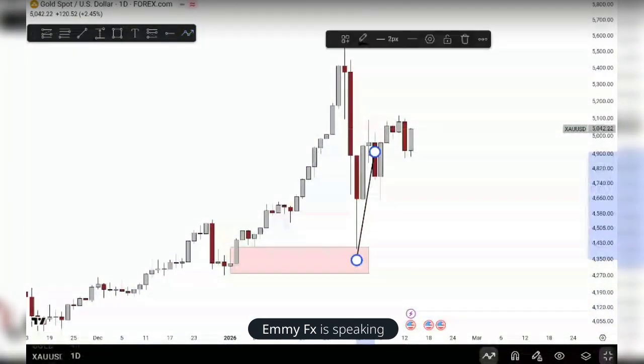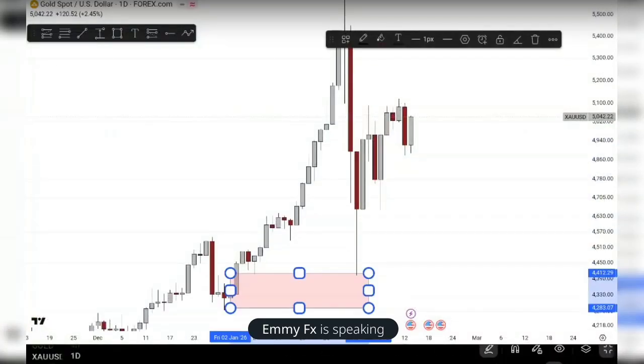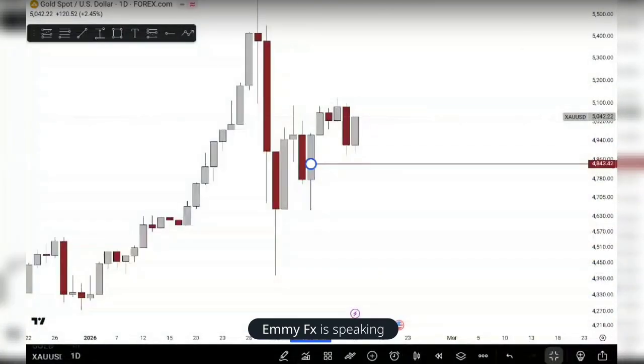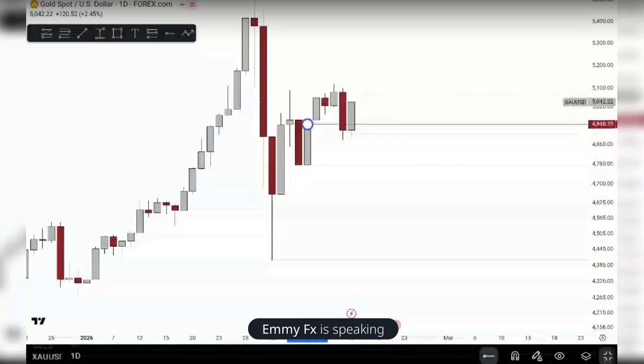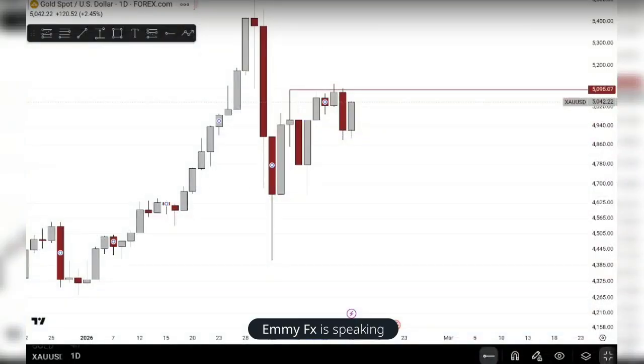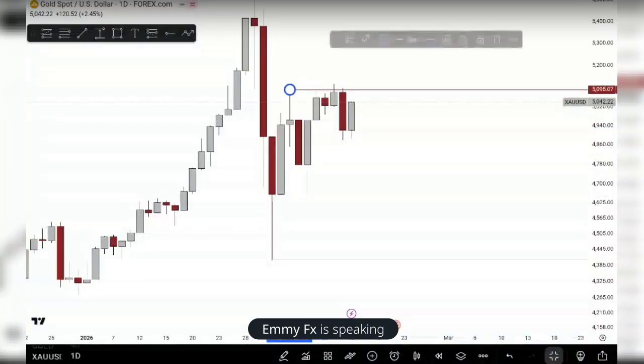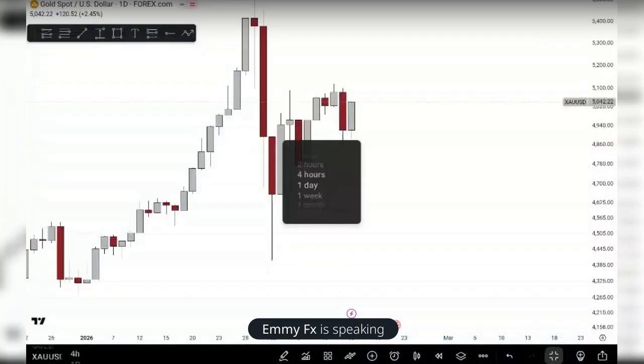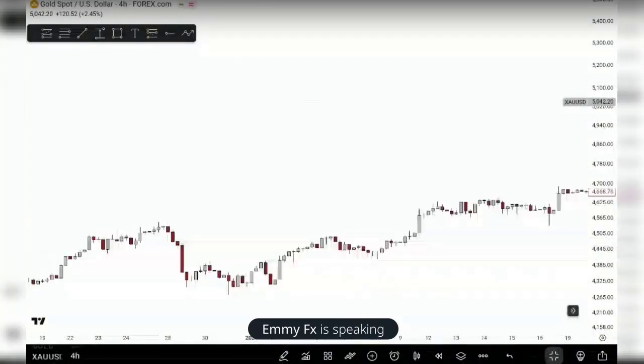After that, I think we have something here. I think a break of structure. All right, it's not a break of structure, it's a weak rejection break. Allow us to move to our 4 hour time frame.